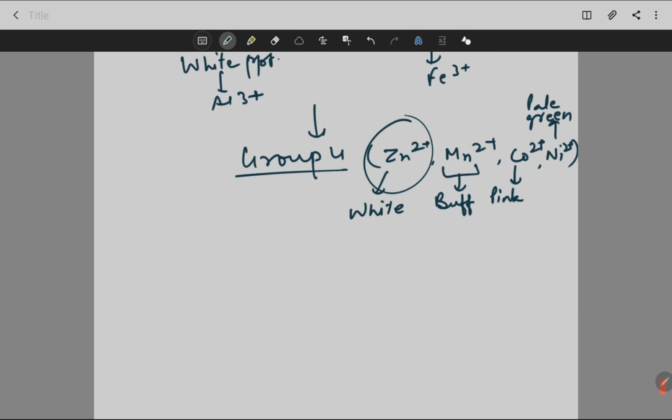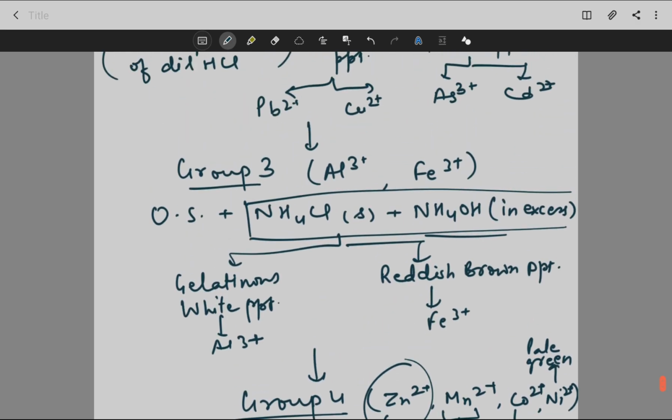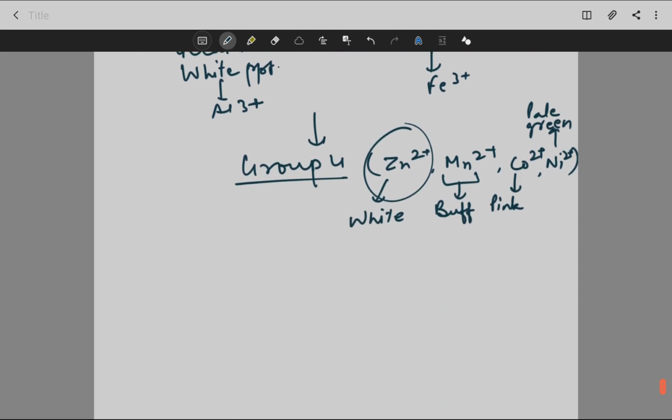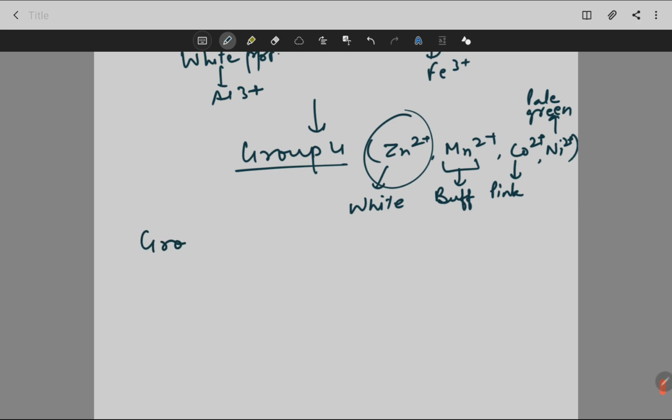Now what is the group reagent? How do we proceed for group 4? If there are no precipitate, no gelatinous white precipitate or no reddish brown precipitate, it means group 3 absent, and we are supposed to move to group 4. Now group 4, what are the tests we are supposed to perform? How do we proceed for group 4? In group 3 solution itself, pass H2S gas.